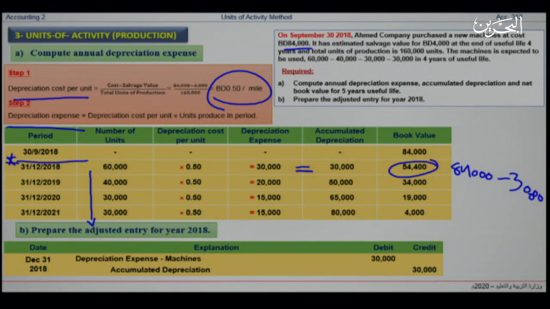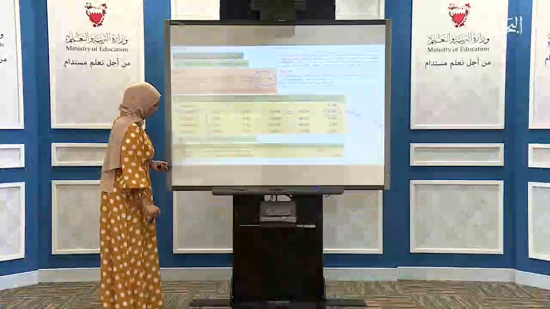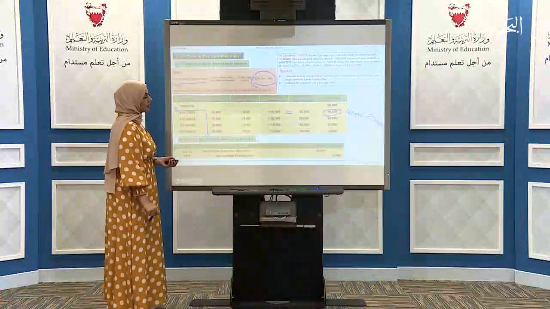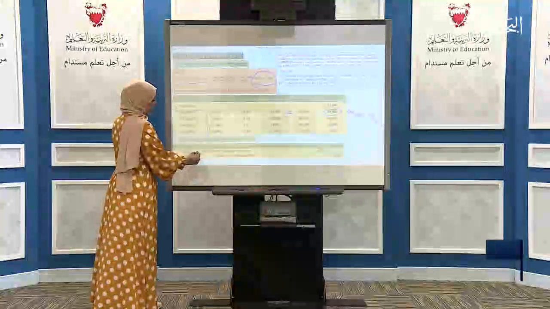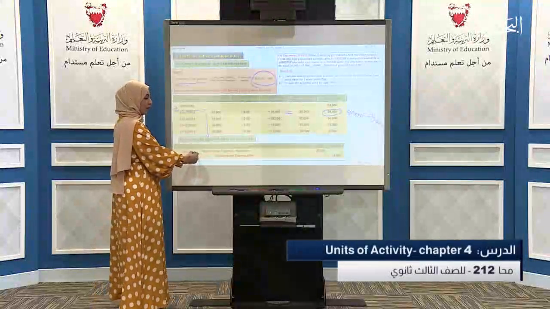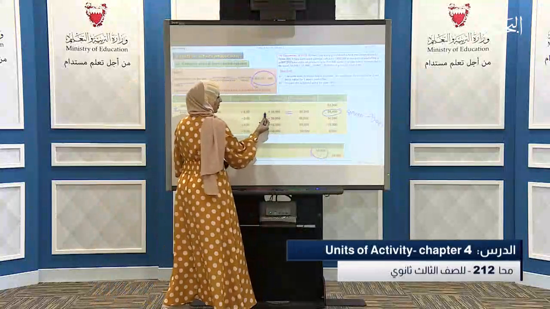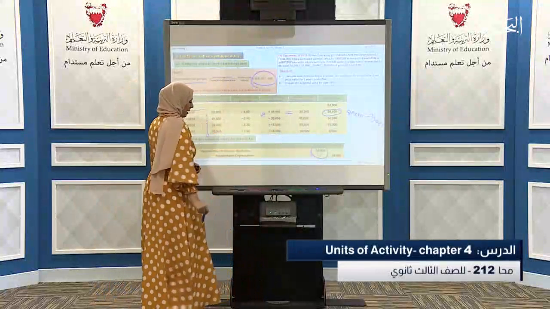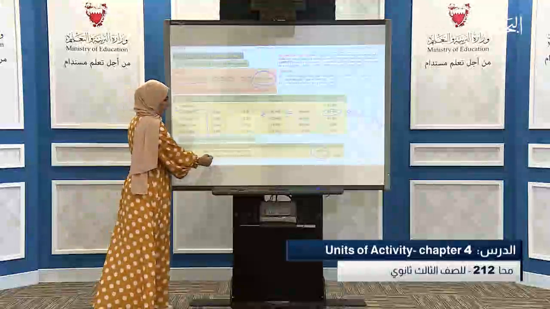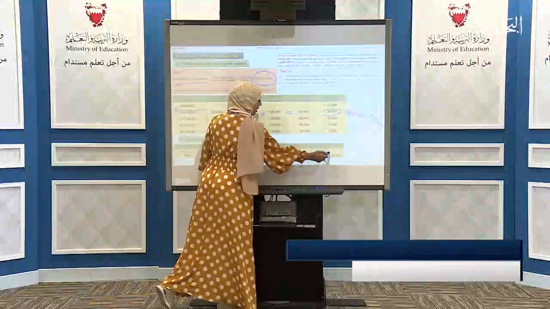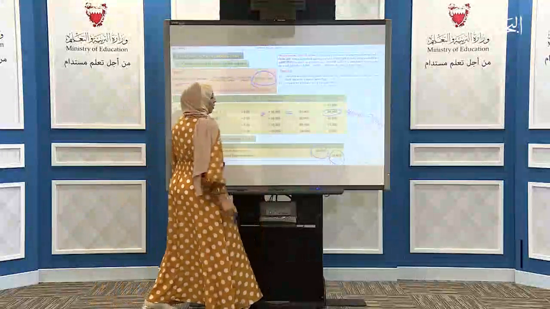If I move to write the general journal for this transaction, I will write on the debit side the depreciation expense for the machine with the amount of 30,000 for the first period. And the accumulated depreciation on the credit side also will be 30,000, because it is for the same period.